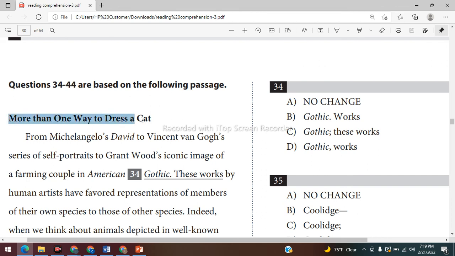It's called "More Than One Way to Dress a Cat." So I want to hear from you. Can someone give me a summary of what this is all about? First of all, do you like the story? Nope. Why? Not really. It didn't make any sense.